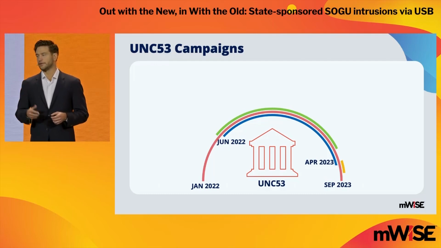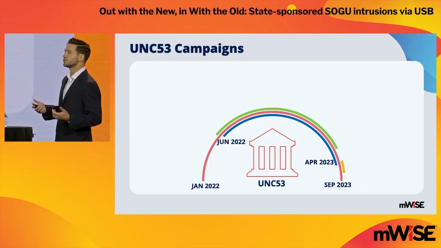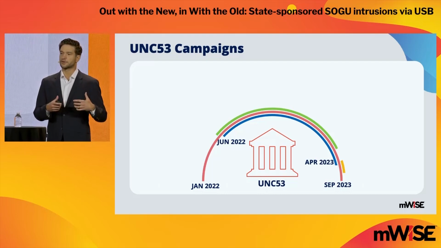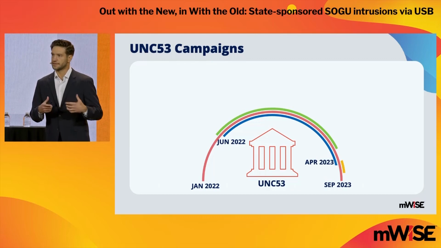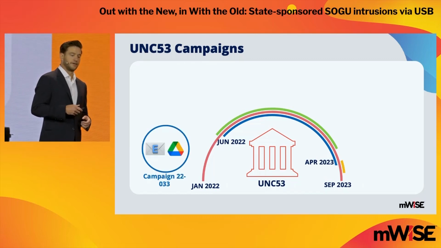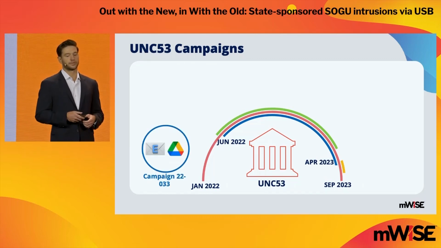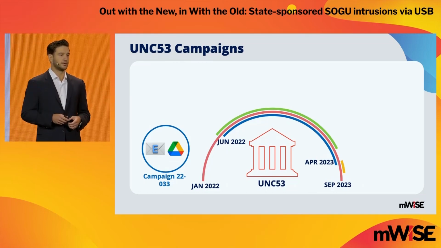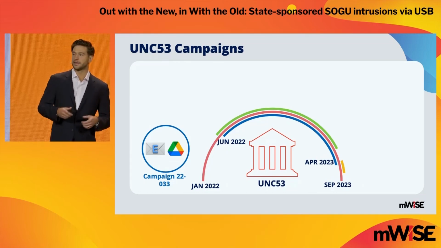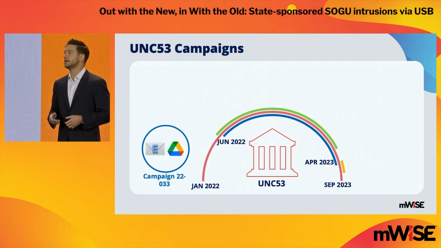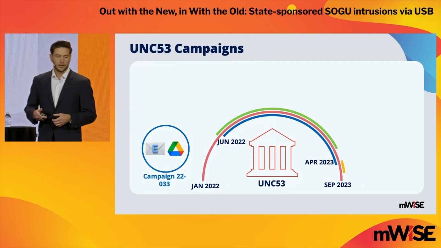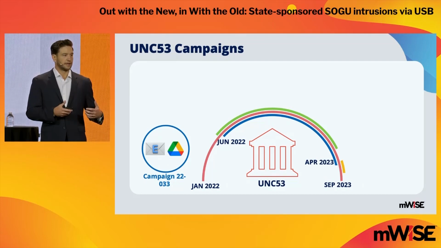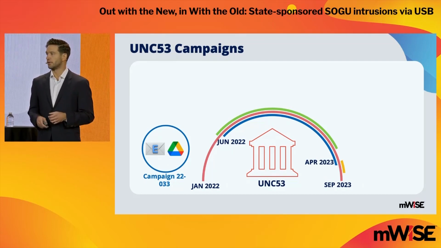Now at Mandiant, we define a campaign as an impactful intrusion by a threat actor with a singular objective that affects multiple victims within a relevant time period. UNC53's first campaign, 22033, began in June of 2022. This was a spear phishing campaign targeting government organizations in Eastern Europe and the Asia-Pacific regions. UNC53 sent phishing emails that contained a Google Drive link, which led to a RAR file leading to a backdoor.